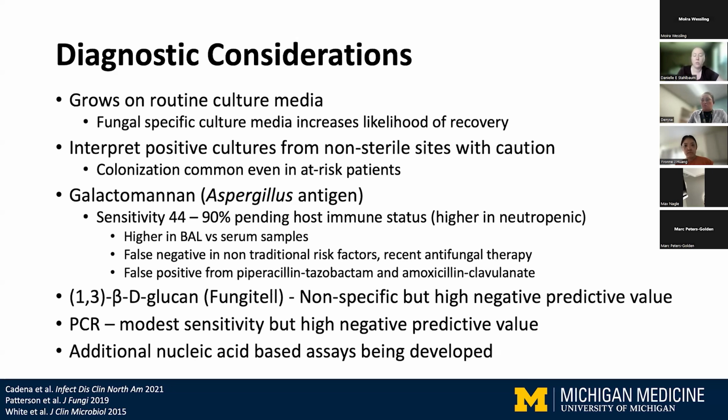Fungitell or beta-glucan is another test that's often used. It's non-specific, meaning a lot of other fungi produce beta-glucan. It's a cell wall component. It's in Candida, it's in Pneumocystis, but if it's negative, it has a very high negative predictive value. PCR, if that's available for you, also has a modest sensitivity, but a high negative predictive value. There's a company in the Netherlands that's working on a couple of different nucleic acid-based assays, but that's not yet available for prime time.